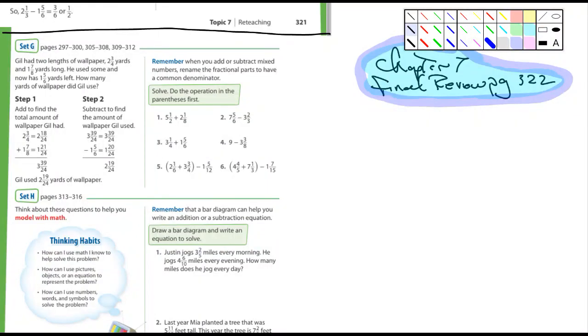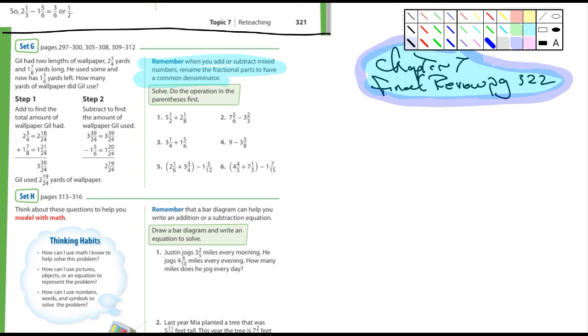Okay, fifth graders, last page of chapter 7, review. This shouldn't take you guys too terribly long. Set G and set H. I'm looking at set G, and it says, remember when you add or subtract mixed numbers, rename the fractional parts to have a common denominator. Yeah, you guys know this.